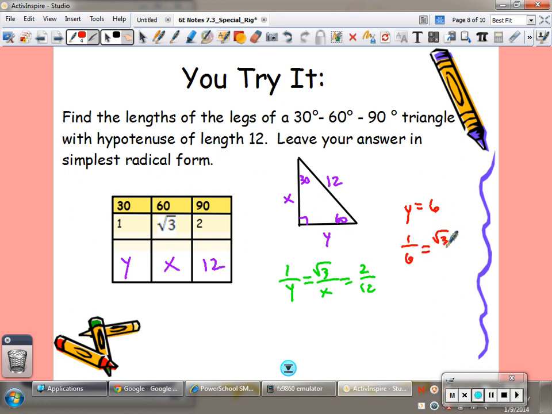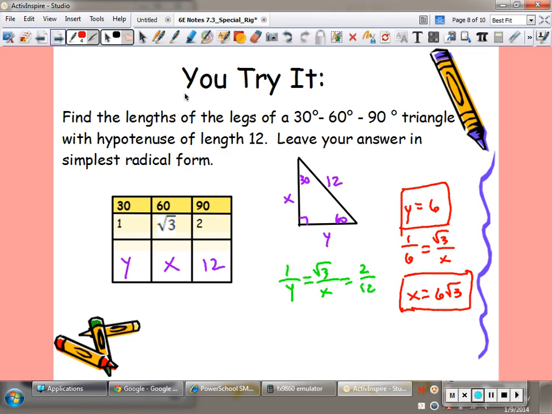equals the square root of 3 over x. X times 1 is x. And 6 times the square root of 3 is 6 times the square root of 3. And there's the length of both legs. Look at that. That is pretty. Man, that's good looking. Alright, let's take a look at the next one.